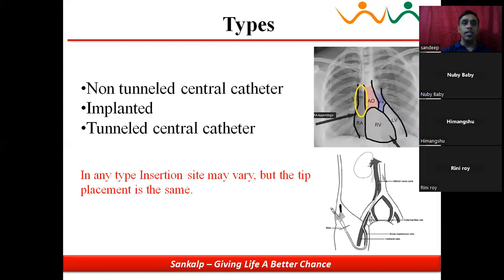But important here, in all these types of central insertion, the site may vary. In the non-tunneled, chemo port, or tunneled catheters, the site may be different. But the tip position will always be the same position. You can see here, SVC or the lower part. So only these two parts, the tip position will be in the same place.